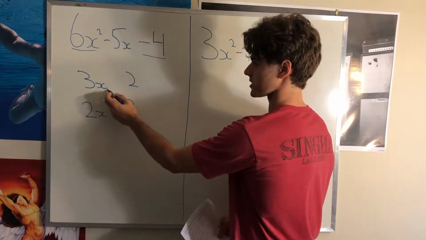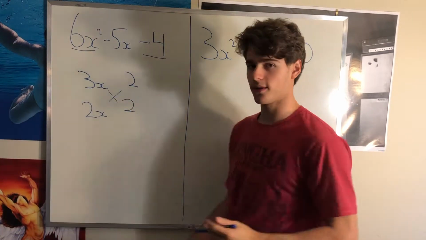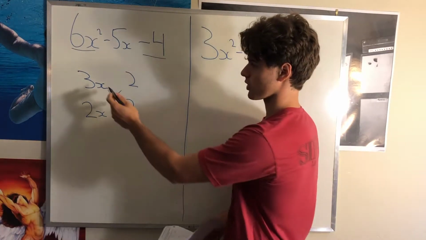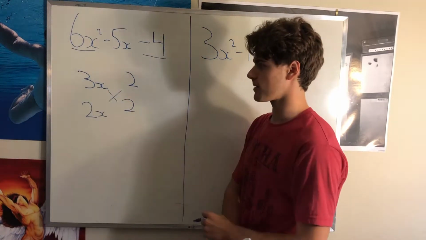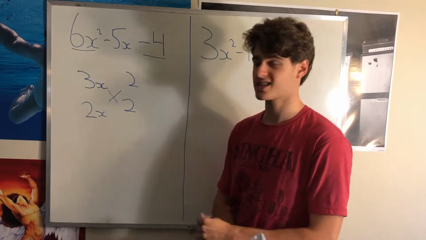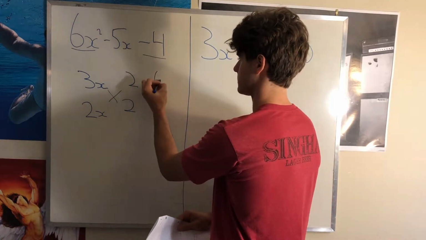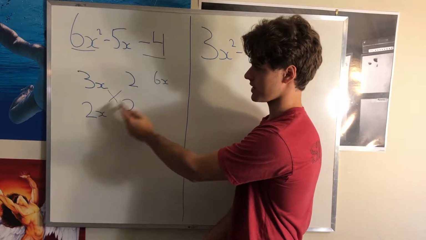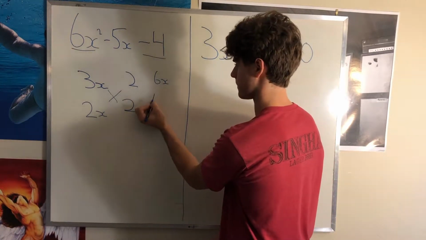Now, the reason it's called the crisscross method is because now we're going to do a little bit of crisscross and find two more numbers. So we're going to multiply these two diagonal numbers. 3x times 2 gives us 6x. And if we do the same with the other two diagonals, 2x times 2 is 4x.